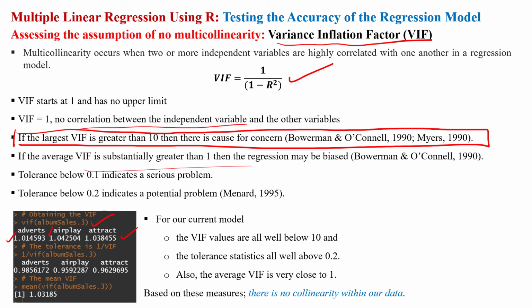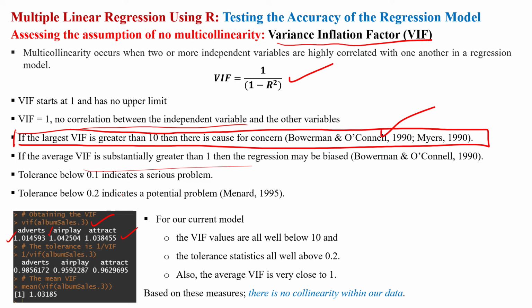There are multiple types of interpretations available, like if the average variance inflation factor is greater than 1, the regression is biased. We can calculate that one as well. But normally people mostly use this particular interpretation: if the variance inflation factor is greater than 10, then there is a cause for concern, but if it is less than 10, then there is no need to worry.